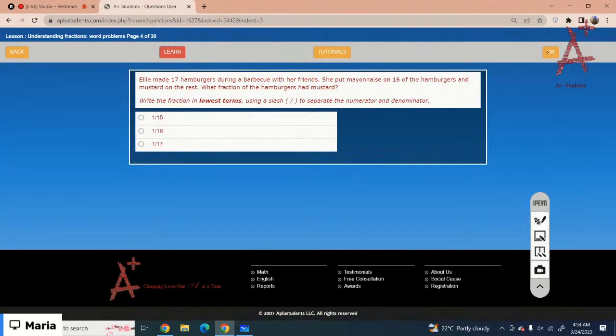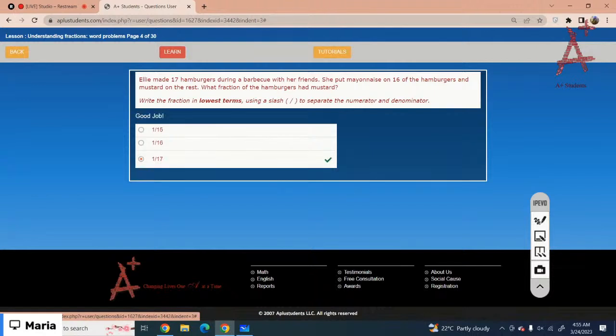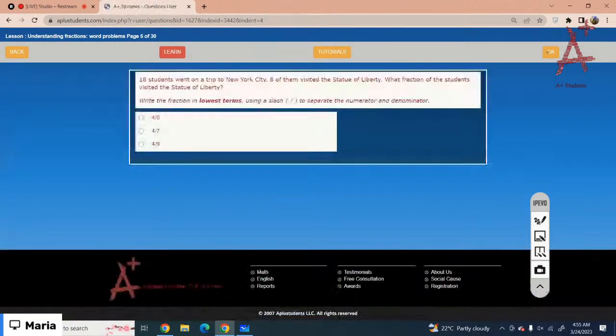Okay, the next one is Ellie made 17 hamburgers during a barbecue with her friends. She put mayonnaise on 16 of the hamburgers and mustard on the rest. What fraction of the hamburgers had mustard? So 16 of them have mayonnaise and the rest, the total are 17. So that means just one has mustard. You have to write down the fraction, so it would be 1 out of 17. Do not get confused. Read the question carefully. It would be then 1 over 17.